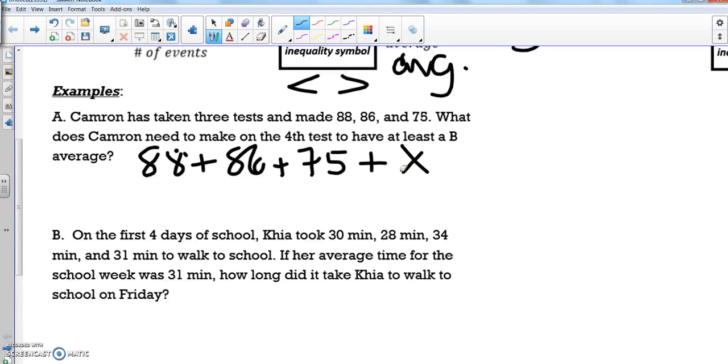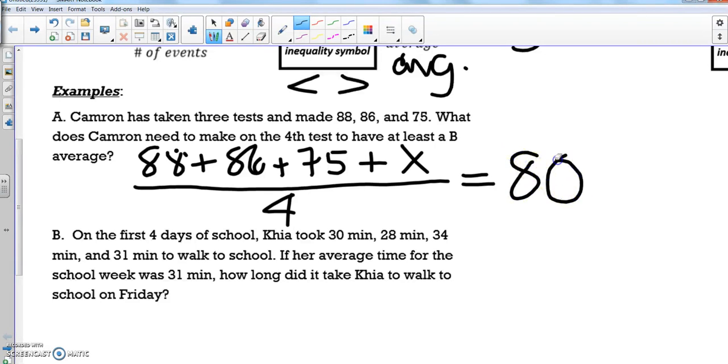What he wants to try to figure out is what he's got to make on that, because when he's finished, he's going to take 1, 2, 3, 4 tests. He wants to add all of his tests together, divide them by 4, and he wants his average to be at least a B. And what has it got to be for a B? It's got to be equal to 80. All right, so we're going to go over to page 108, and we're going to start solving this.